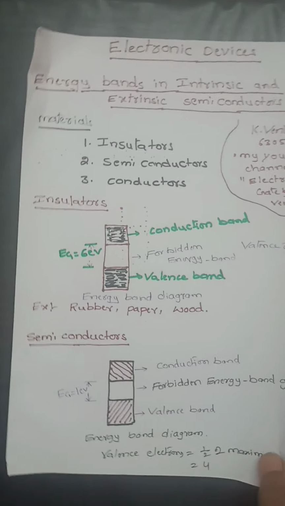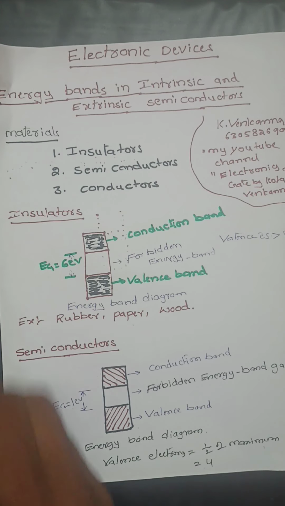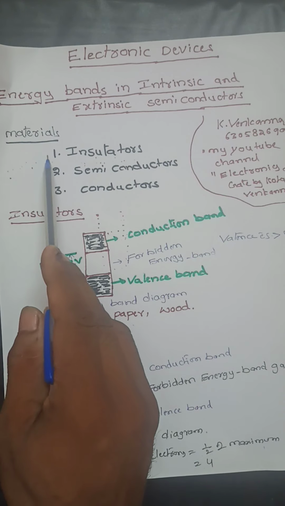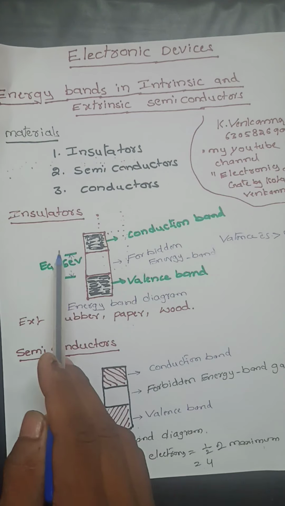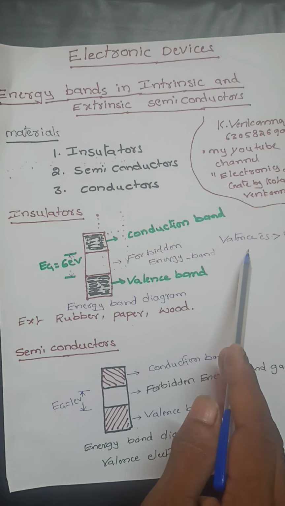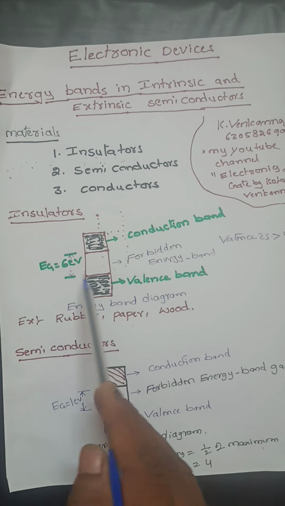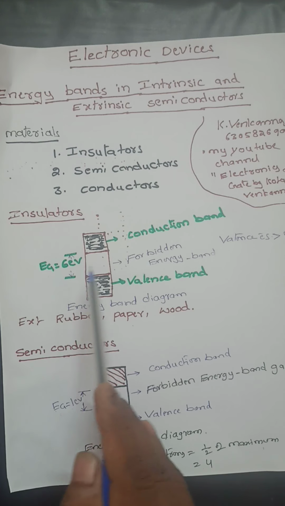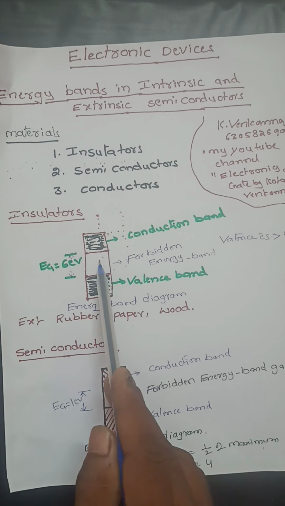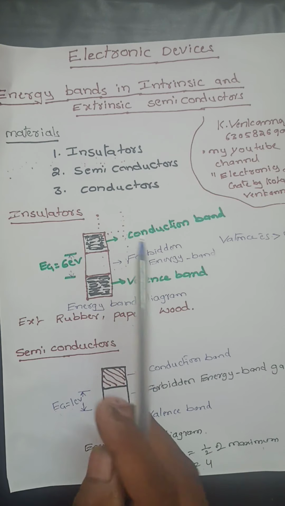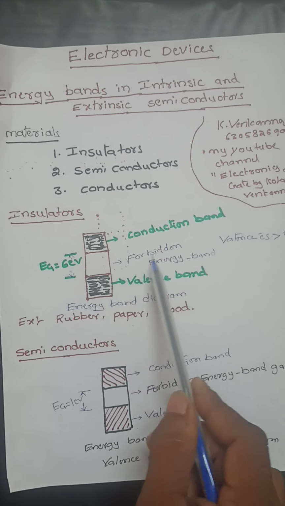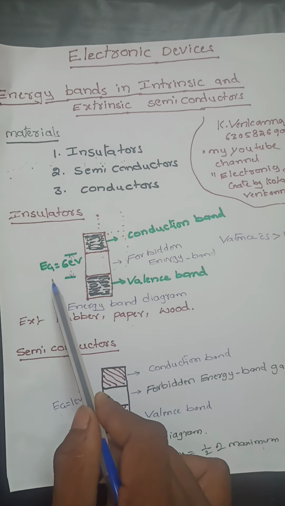So the main points, the important points from the GATE point of view. Materials are basically three types. Insulators: the valence electrons of insulators are greater than 4. What is the forbidden energy band gap? In between the valence band and the conduction band some gap is there. That gap is known as the forbidden energy band gap, indicated with Eg.